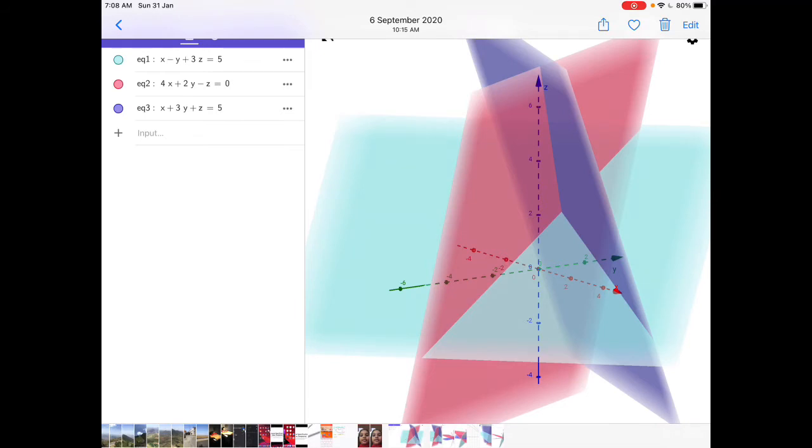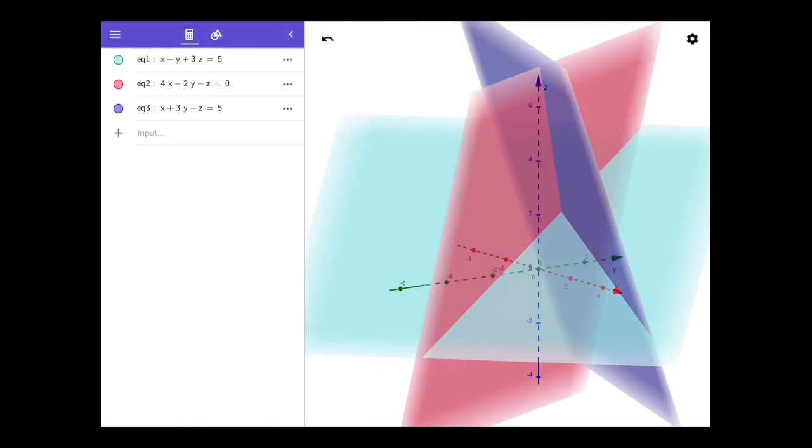You see here these equations are not straight lines, but they are planes. You can see they are planes, surfaces. And the meeting point of these planes is basically the solution. And I will show you the next example.